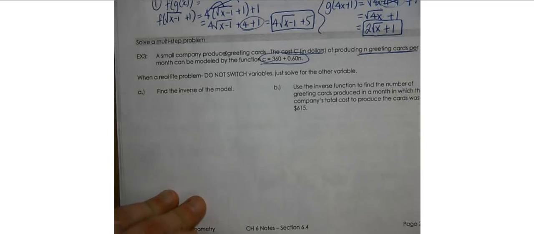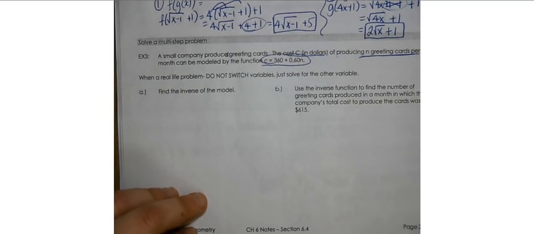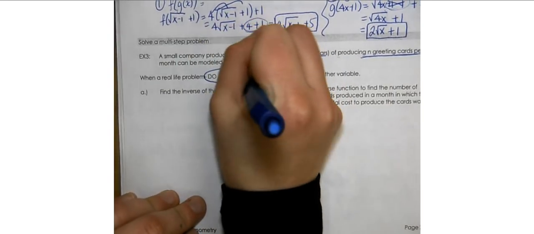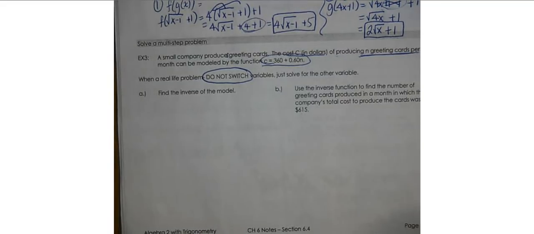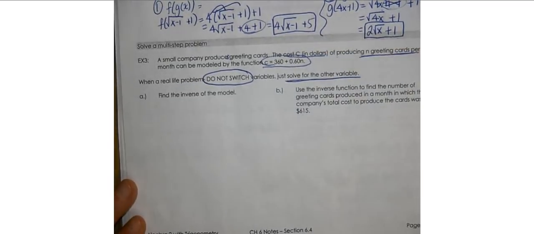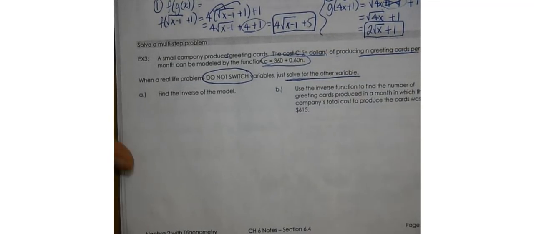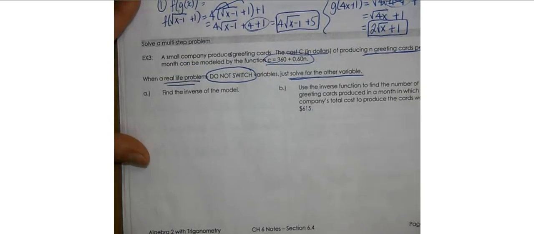Now, the first thing we want to do is find the inverse of the model. In order for you to find the inverse of the model, we do not switch the variables. And that's because the variables have meaning. So in order for us to find the inverse, it's essentially finding the reverse of the problem. So we're going to solve for the other variable. So we do not switch the variables, we just solve for the other variable. And that only happens whenever we're working with context. If we're not working with context, then that's when you switch your x and your y values.